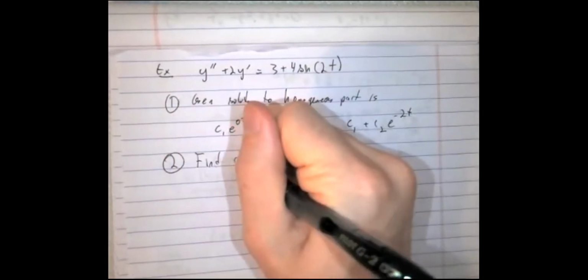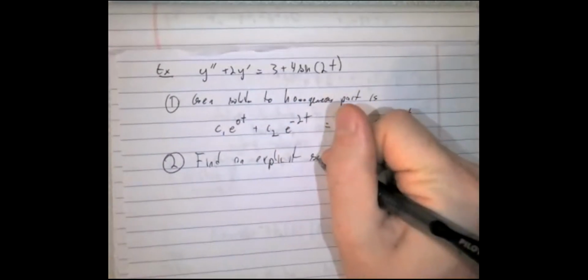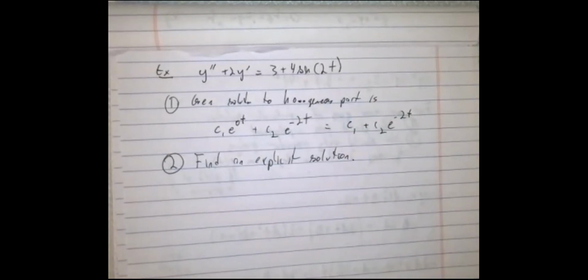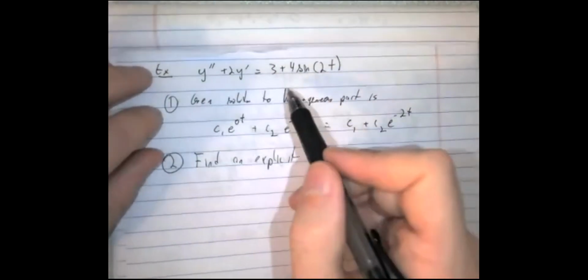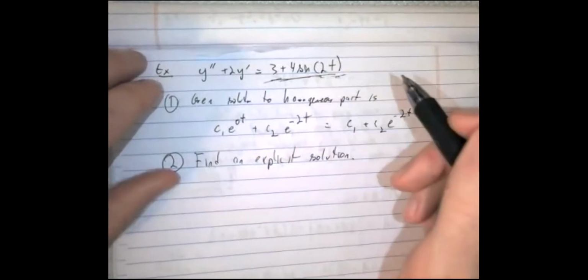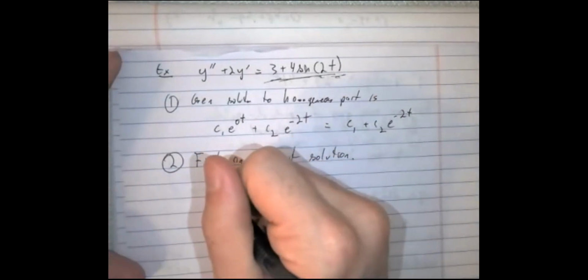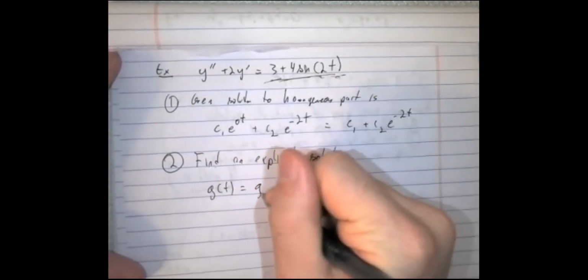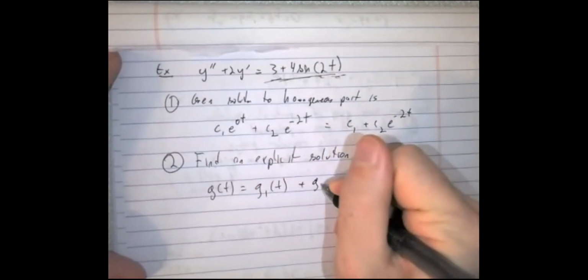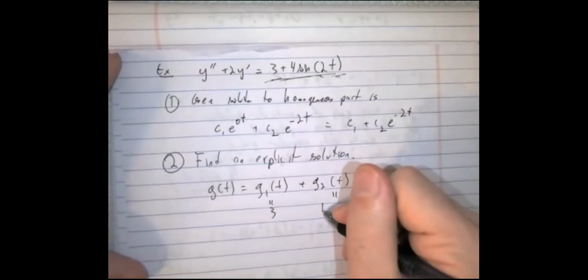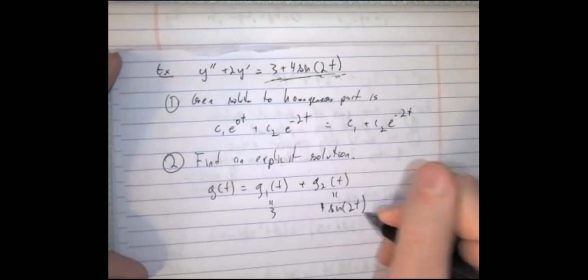The second thing that we need to do is find an explicit solution. What should our guess be? Actually, now I want to make something else clear as well. Really, what we have going on here are two separate pieces to the g of t. In other words, I want to write g of t is equal to g1 of t plus g2 of t, where g1 is equal to 3, and g2 of t is equal to 4 sine of 2t.